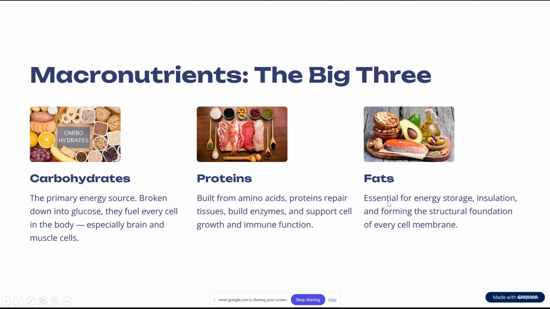So fat as well, which is essential for energy storage, insulation, and forming the structural foundation of every cell membrane. You should know that every cell membrane is made up of fatty components. That's phospholipid. Cell membranes are made up of phospholipid, which is a kind of bilayer having cholesterol in between, like a sandwich.